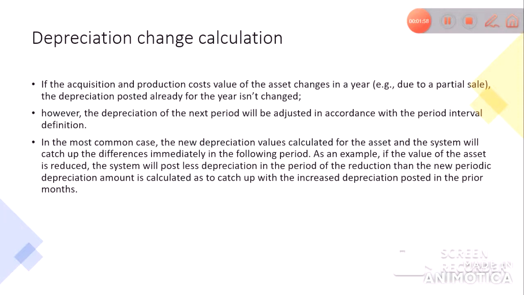In the most common case, the new depreciation values are calculated for the asset and the system will catch up the differences immediately in the following period. For example, if the value of an asset is reduced, the system will post less depreciation in the period of the reduction than the new periodic depreciation amount, calculated so as to catch up with the increased depreciation posted in the prior months.